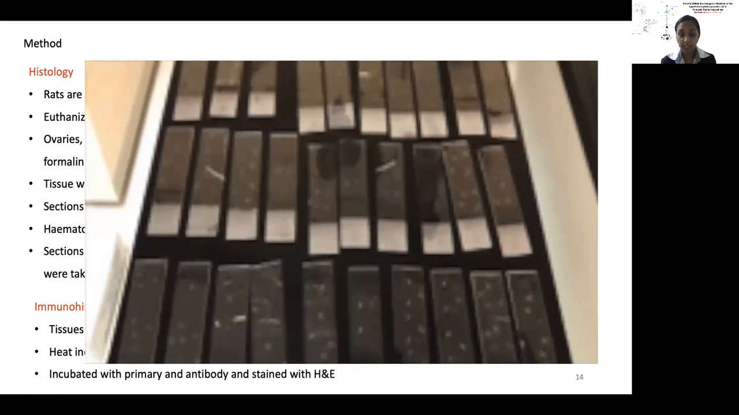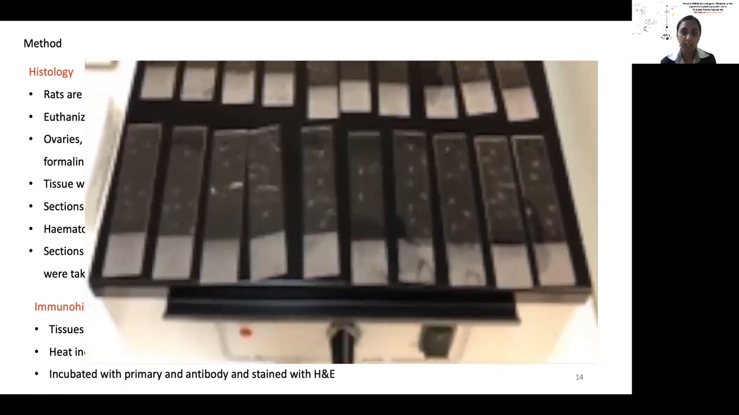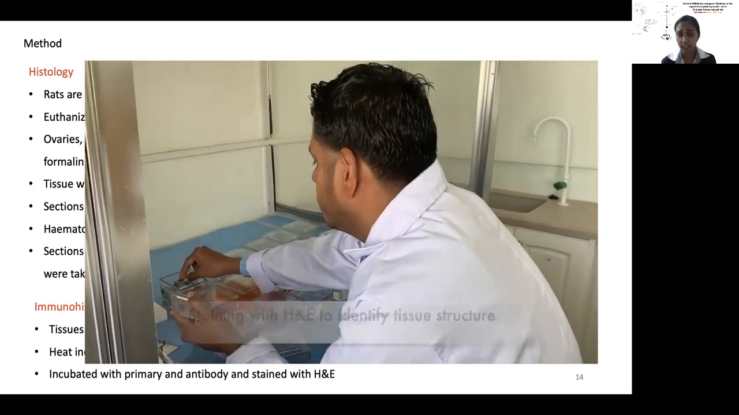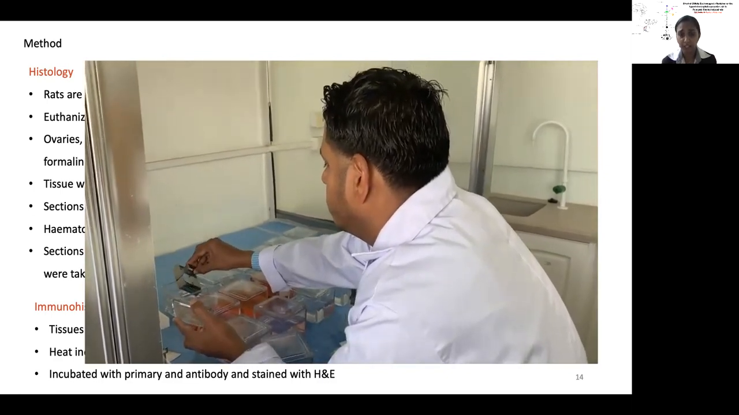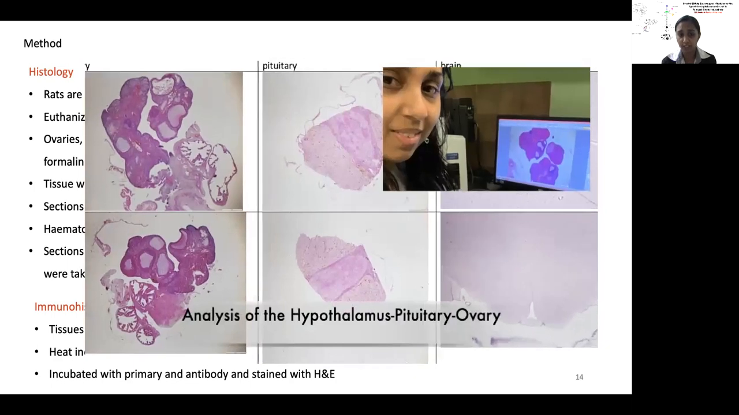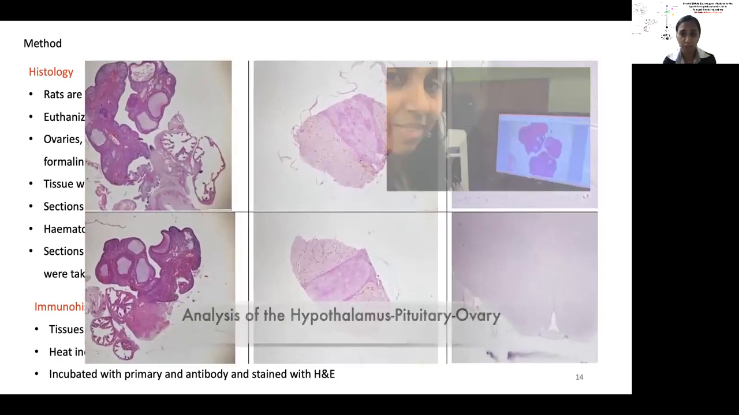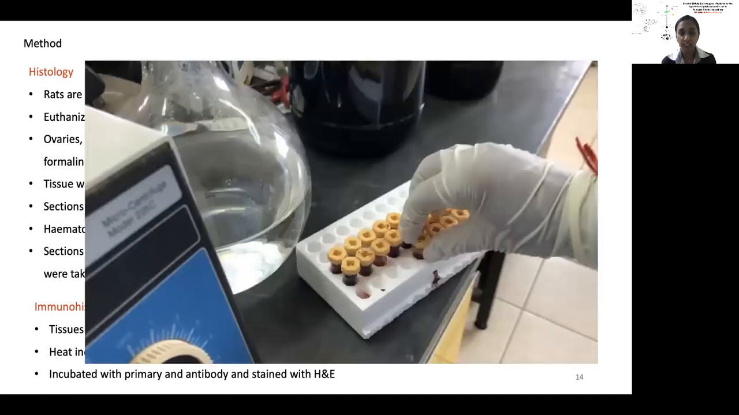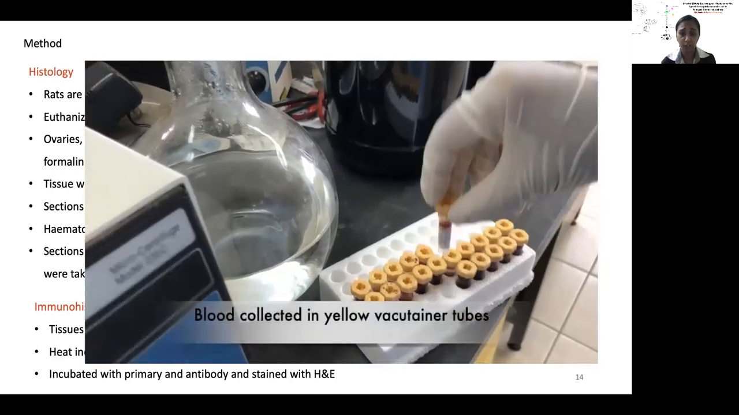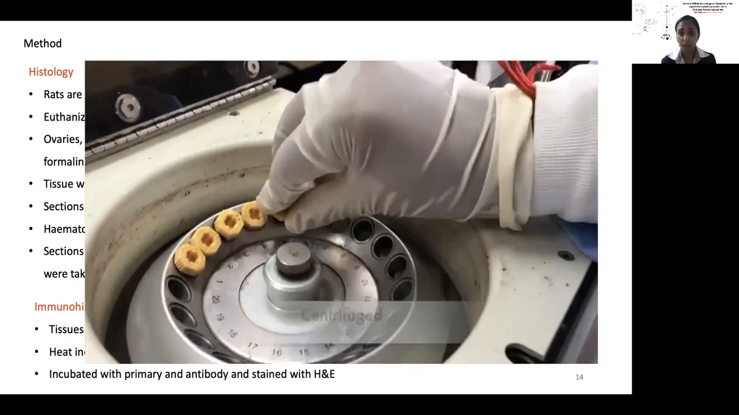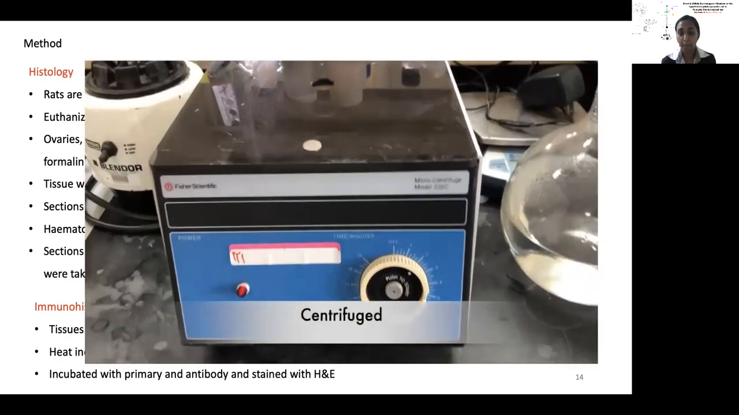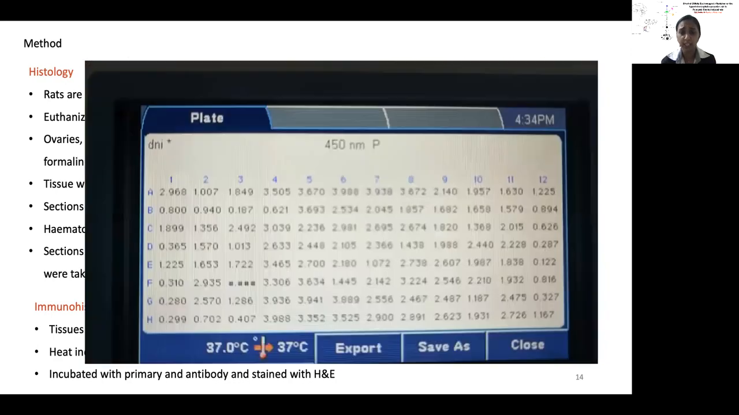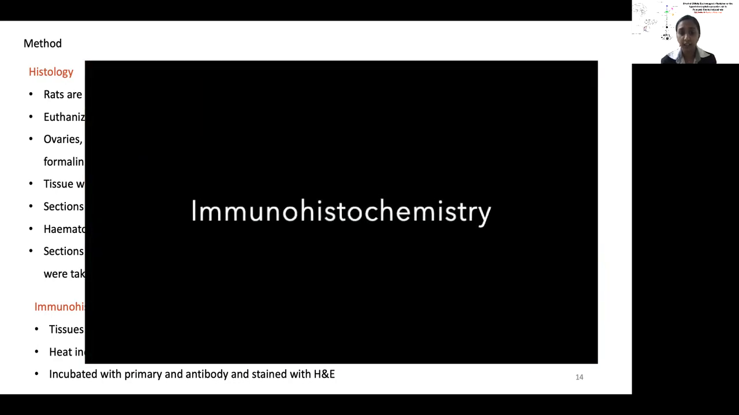The samples were placed on slides to maintain the tissue structure, and they were stained with H and E, hematoxylin and eosin, in order to identify specific cells that we were interested in. They were analyzed with a microscope, right? The blood that we collected was sent for ELISA testing. It was collected in yellow vacutainer tubes. They were centrifuged using microcentrifuges, and then the serum was used for ELISA testing, right?